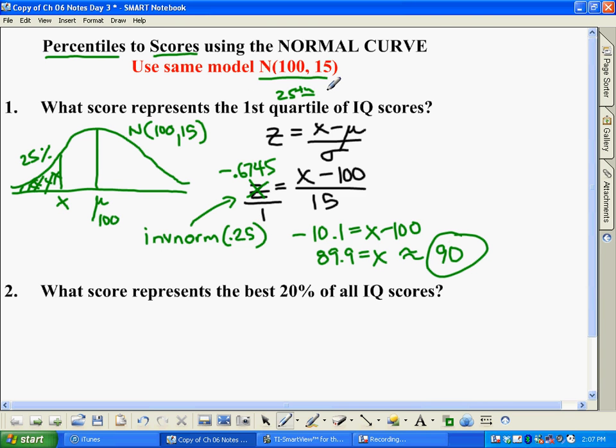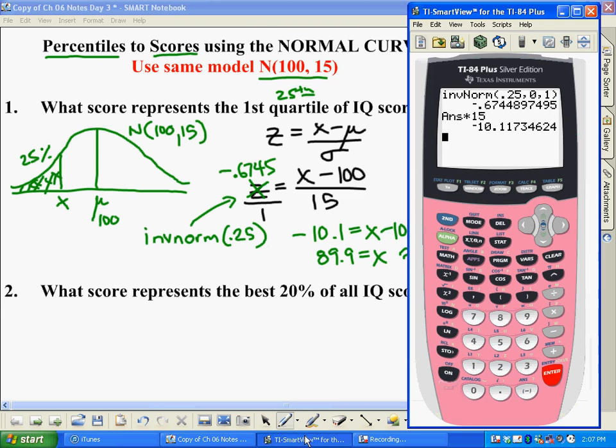Alright, and there's another way you can do this exact same calculation that saves you some time. So going back once again to inverse norm, instead of doing 0 and 1, you can actually change it so that you use the mu and the standard deviation of the actual question. So mu was 100, and our standard deviation, sigma, was 15. Go down to paste. Go ahead and enter it, and you actually get the exact same answer we did before, so about 89.9, and then go ahead and round it off. So that's kind of a super secret shortcut here.